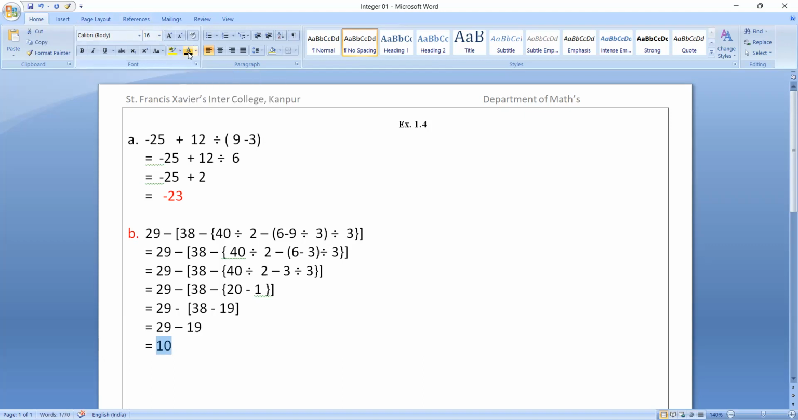The answer is 10. Do you have any problem? If you have any problem, you can ask me. Else, if you understand this point, then I will continue the steps.